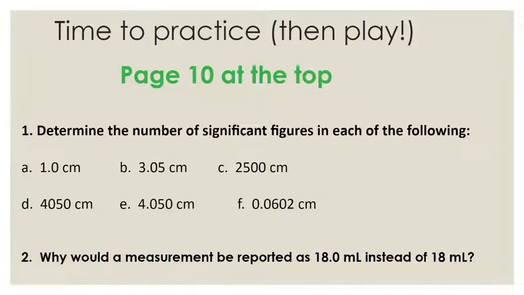Question number 2 is also a basic SigFig question, and we talked about this a fair amount at the beginning, about why we would want our measurement to be reported with more SigFigs instead of less, so 18.0 instead of 18. I know it'll depend on our measuring device, but tell me why I would want a measuring device that would give me 18.0 instead of 18.